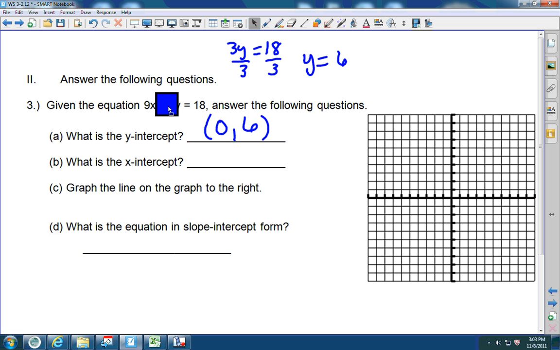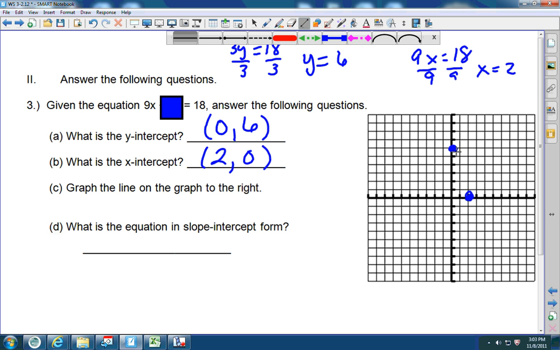Now I'm going to cover up the y to get the x. Okay, so now I've got 9x equals 18. Divide by 9. X equals 2. So I have 2, 0. Now plot those points. 1, 2, 3, 4, 5, 6, 0, 6, and 2, 0. Once you plot the x and the y-intercepts, you can just draw your line to connect your dots and get your line. So now here's my line that's graphed.